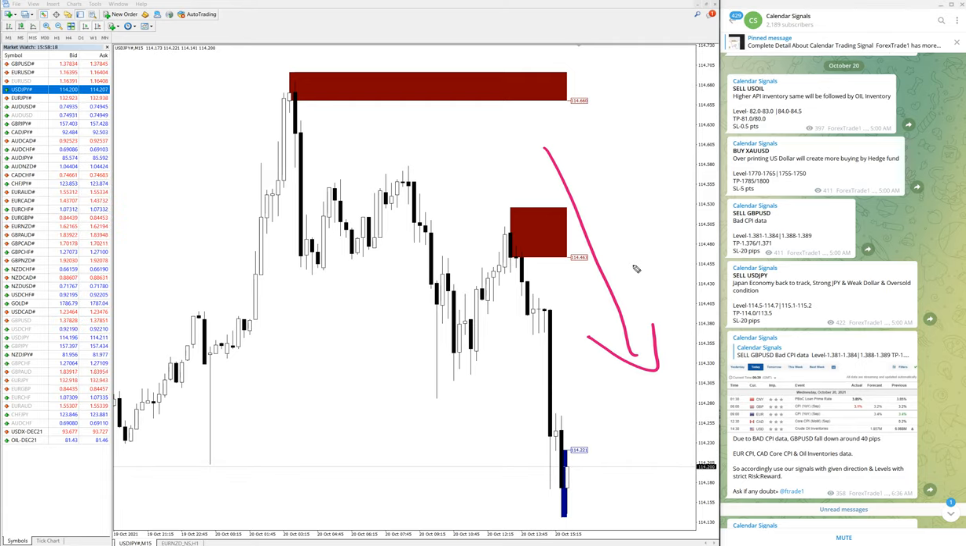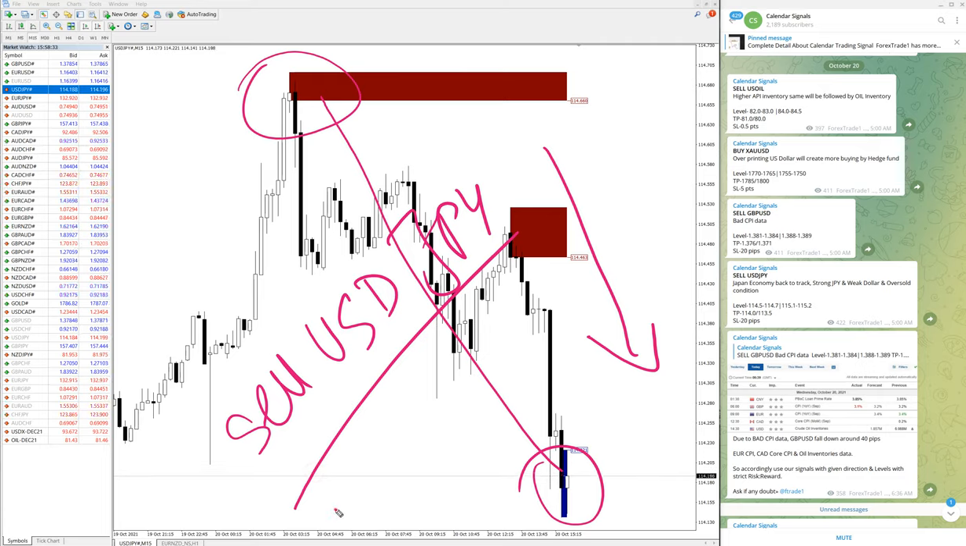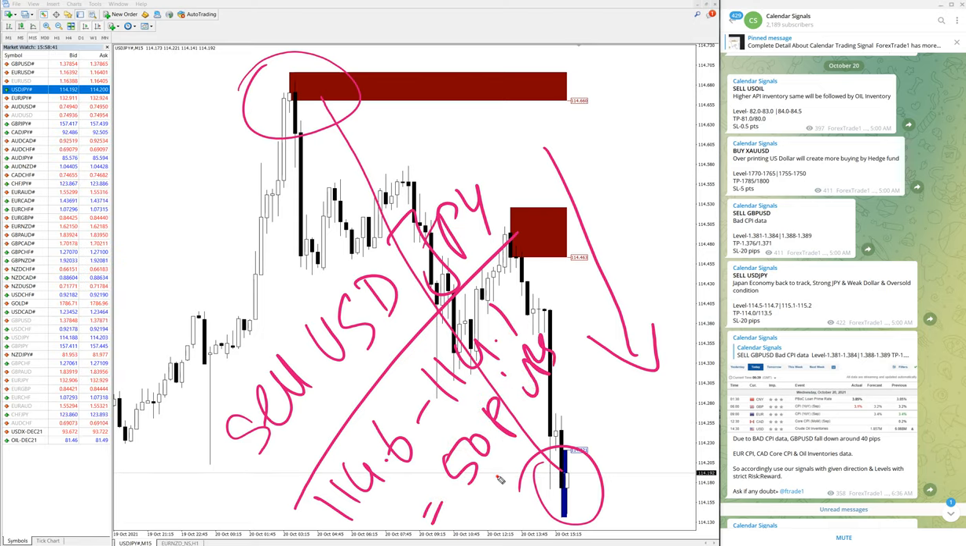USDJPY moved from 114.6, which is around here, all the way to here. So sell USDJPY moved from 114.6 to 114.1, which is 50 pips gain. 50 pips gain on the USDJPY signal. And it moved until 114.1, you can see. The given first target is 114.0, just missed by 0.1. Maybe in some brokers it might have reached because of different brokers, different spread difference. So as of now, 50 pips gain on sell USDJPY.